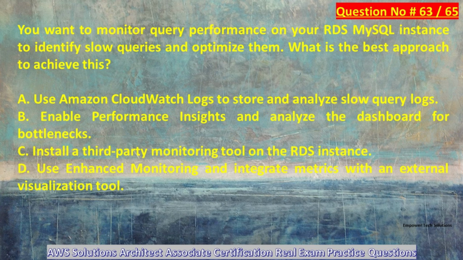A. Use Amazon CloudWatch logs to store and analyze slow query logs. B. Enable Performance Insights and analyze the dashboard for bottlenecks. C. Install a third-party monitoring tool on the RDS instance. D. Use enhanced monitoring and integrate metrics with an external visualization tool.